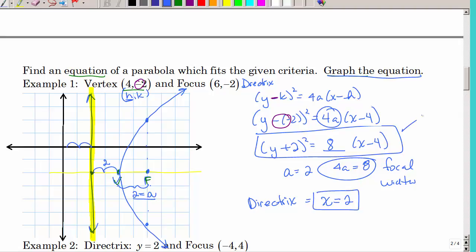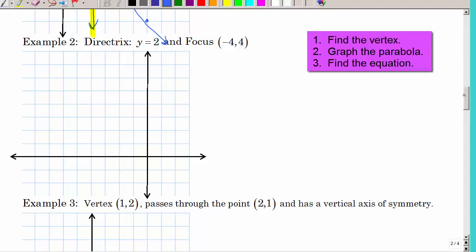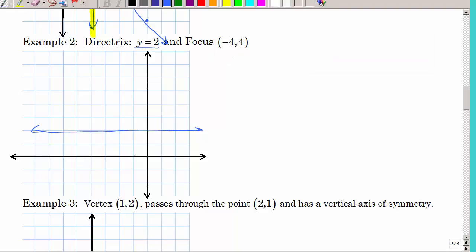Right, so I have the equation, I have a graph, and I also have the directrix. In this example, they're giving me the directrix and the focus, and again asking for the same thing. So let's graph what we have. The directrix y is equal to 2, and the focus negative 4, 4.